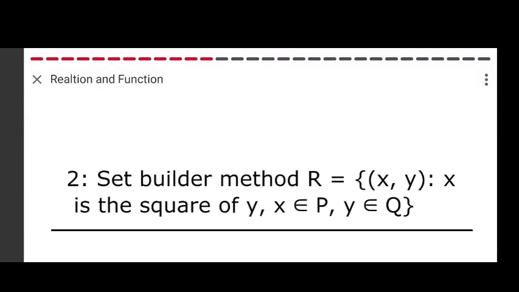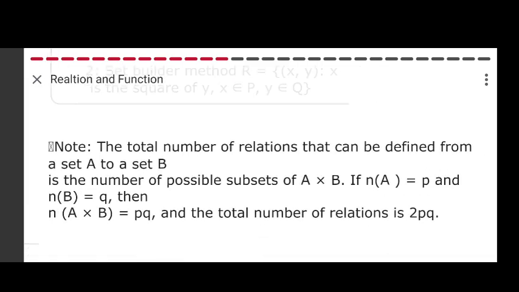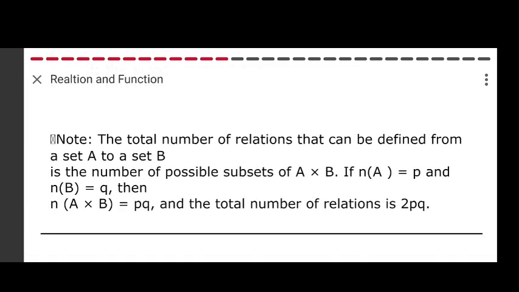Set builder method: R = {(x, y): x is the square of y, x ∈ P, y ∈ Q}. Note, the total number of relations that can be defined from a set A to a set B is the number of possible subsets of A × B. If n(A) = p and n(B) = q, then n(A × B) = pq, and the total number of relations is 2^(pq).